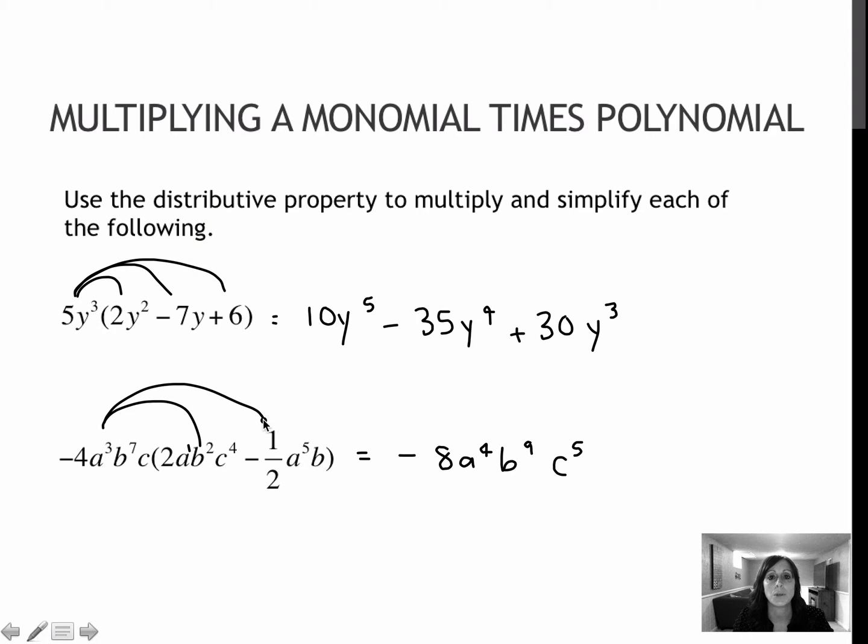And then I'm going to distribute. Negative 4 times a negative 1/2. So first of all, a negative times a negative means my value will be positive, so I'm going to write a plus. And when I multiply by fractions, I take the 4 times the 1 to get 4, divided by 2 to get 2. So 4 divided by 2, which is 2. So don't freak out with fractions. Multiply by the numerator, divide by the denominator. And then 3 plus 5 is a to the 8th. 7 plus 1 is b to the 8th, and c to the 1st power.